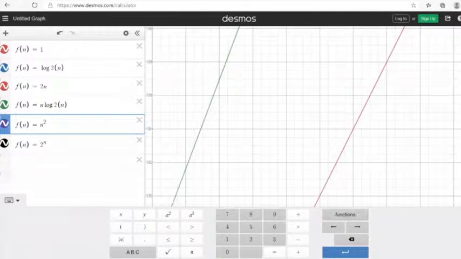What about n cube? N cube will be greater than n square and less than 2 power n.